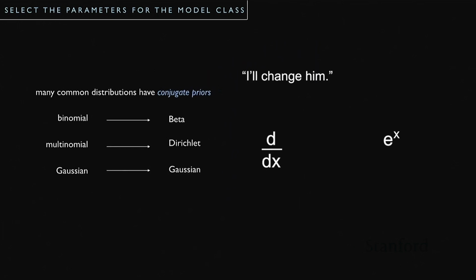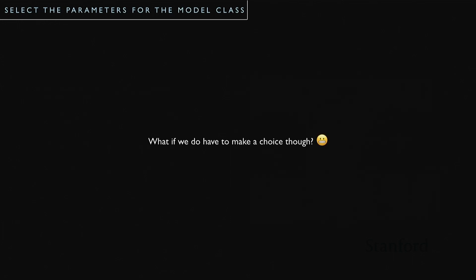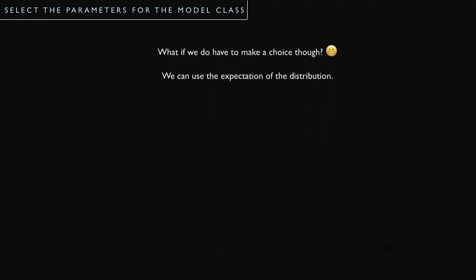Okay, maybe you've seen this meme before. It's the derivative operator trying to change e to the x, but it just can't do it because e to the x has the same derivative. So here's what I typically think of when I see that meme. All right, but sometimes we do actually have to make a choice, which is the point that I typically panic because I'm super indecisive. But no worries, there's a few different things we can do.